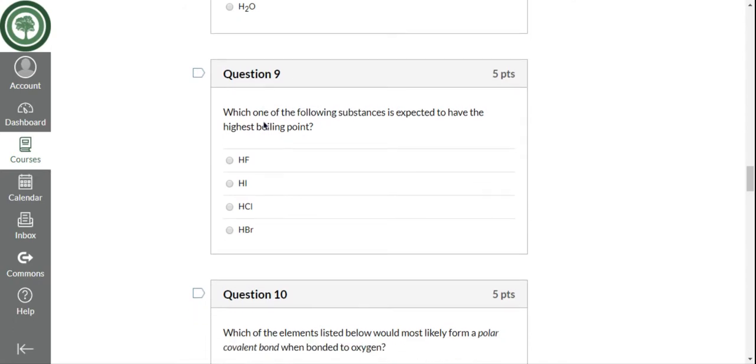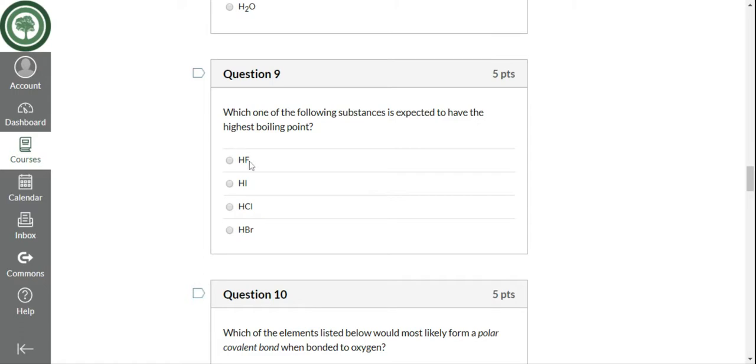Now, one of the properties I wanted you to know about being polar is it makes the particles want to stick together more. And so in Chem 2, we talk about higher surface tension, which leads to water having properties like capillary action, but it also just has an abnormally high boiling point. And so the more polar something is, generally the higher the boiling point.